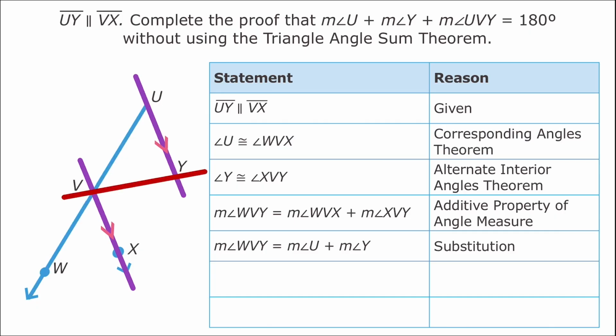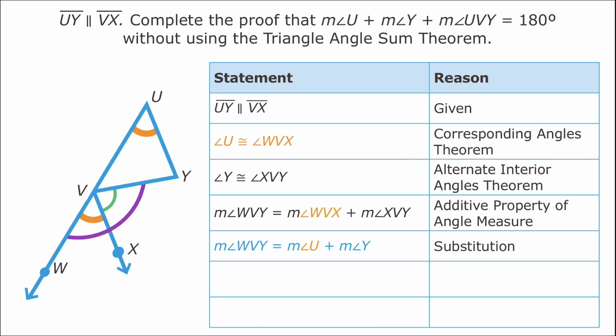And when we look at transversal YV, we see that angle Y is congruent to angle XVY because they are alternate interior angles. Now, like in our last proof, we can say that the measure of angle WVY is equal to the measure of angle WVX plus the measure of angle XVY by the additive property of angle measure. Next, we'll take this same equation but substitute angle U for angle WVX and angle Y for XVY. So our equation reads, the measure of angle WVY is equal to the measure of angle U plus the measure of angle Y. And we got that equation by substitution.